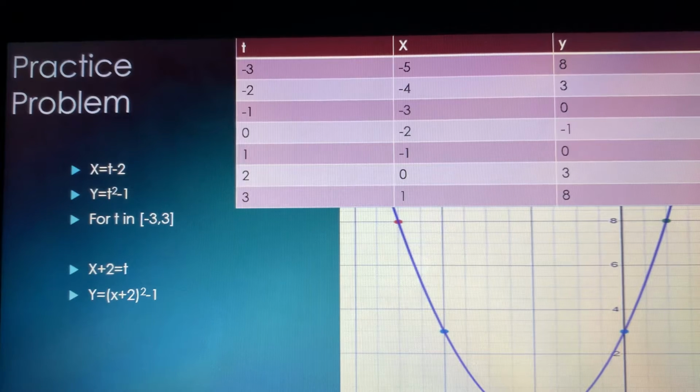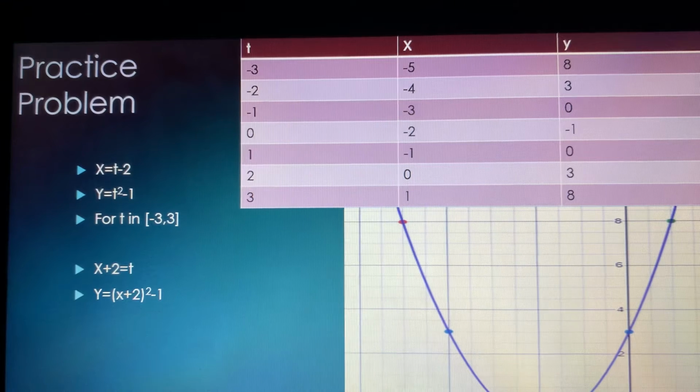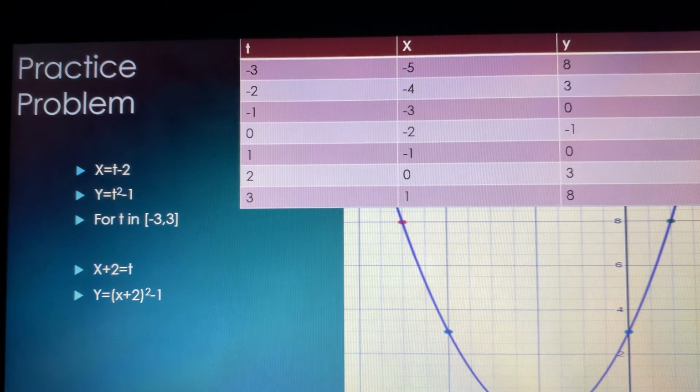We know that x equals t minus 2, so if we add 2 to both sides, we just get t equals x plus 2, as seen right here. Now, if t is x plus 2, and we have y equals t squared minus 1, then we can just substitute in x plus 2 for t, and get our equation of y equals (x plus 2) squared minus 1, as seen here. And as we can see, it fits all 7 points as set by our table.